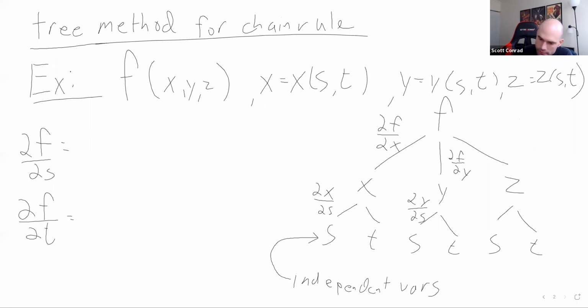And then similarly, f down to z. After you've done this enough, you won't need to actually draw this tree out and write all this. But this is just to explain what's going on. So sorry, f down to z is df dz. And z down to s, dz ds. Okay.